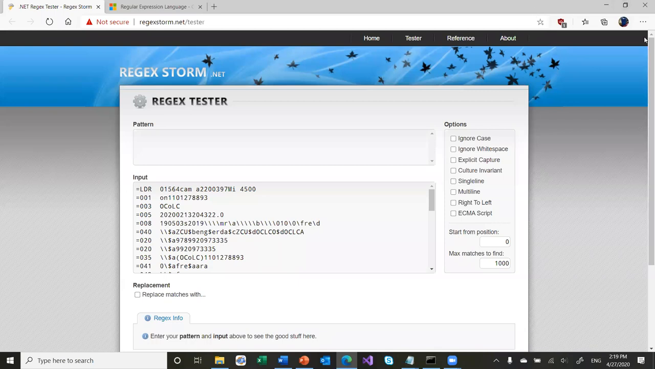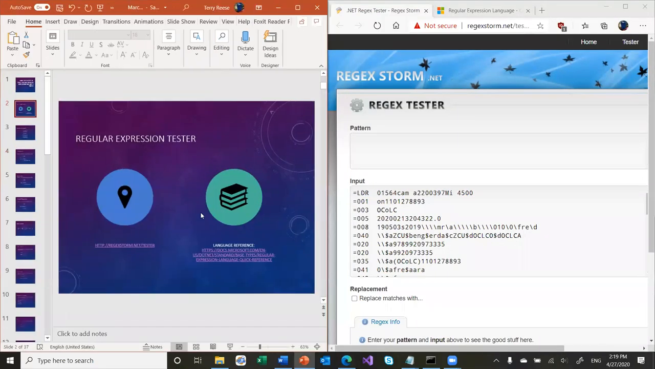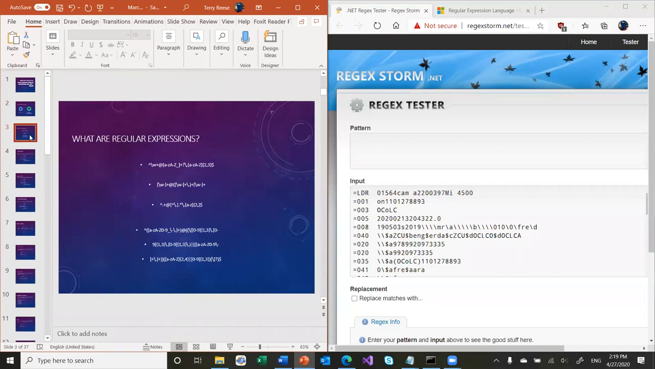So I'm going to go ahead and move this over here, and move this over here, and we're just going to go through the slides. All right, so a couple things. So what are regular expressions? I'll make this a little bigger.